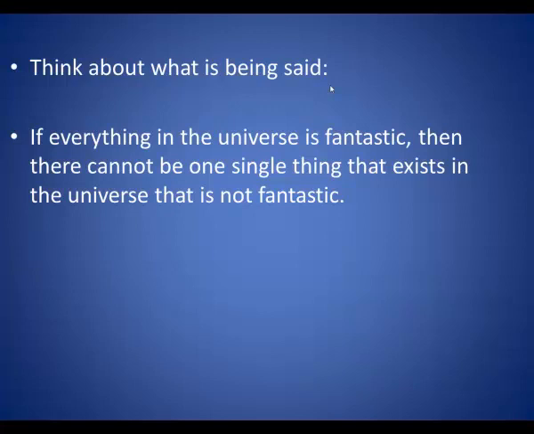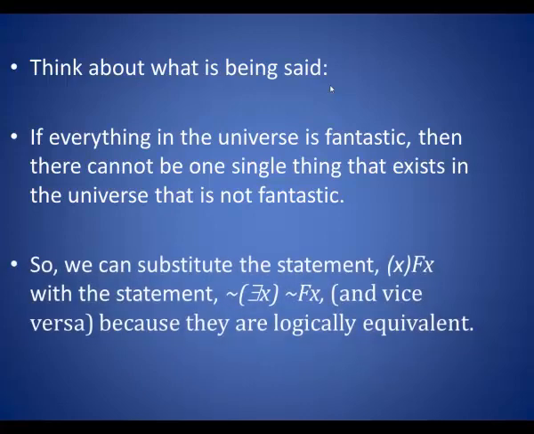If everything in the universe is fantastic, then there cannot be one single thing that exists in the universe that is not fantastic. So we can substitute the statement for all x, x is F, with the statement, it is not the case that there exists an x such that that x is not F, and vice versa, because they are logically equivalent. Again, think about it. If everything in the universe is fantastic, then there cannot be one single thing that exists in the universe that is not fantastic. And that's what the second version says.